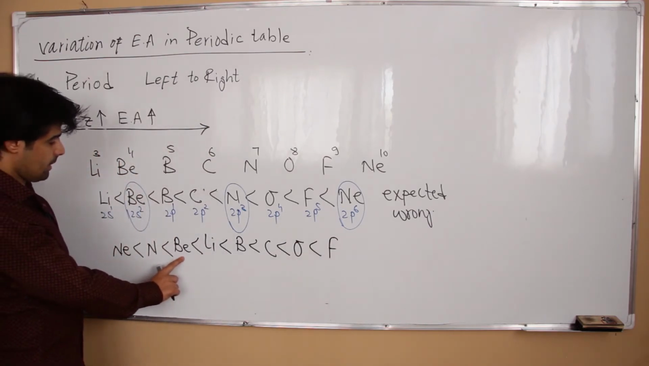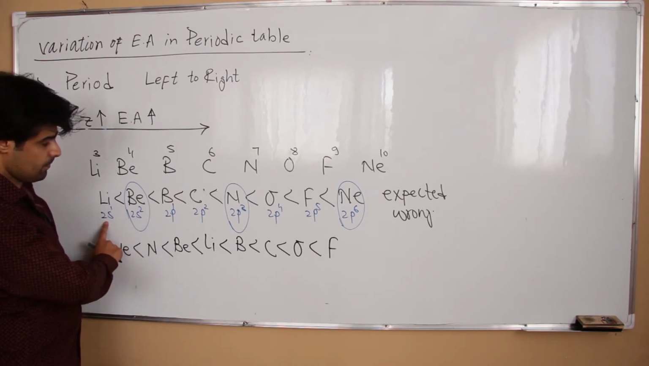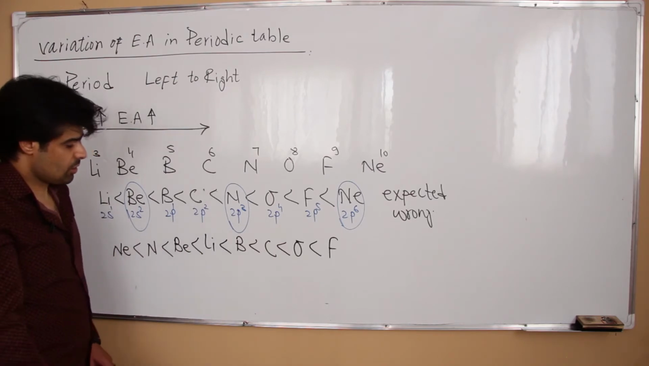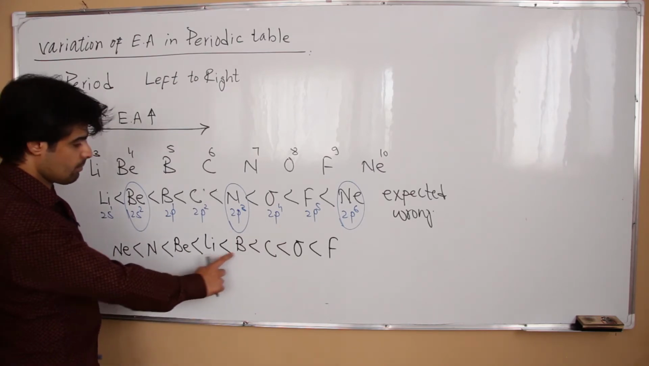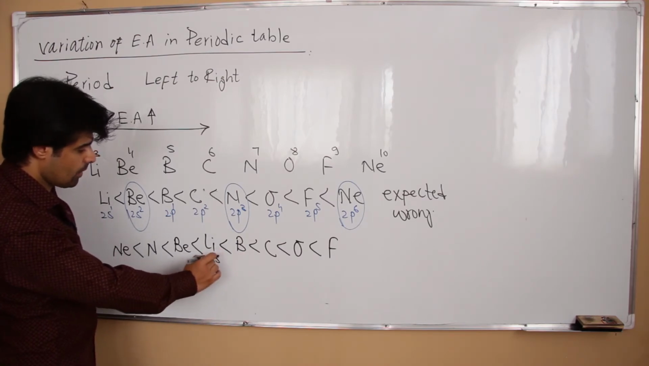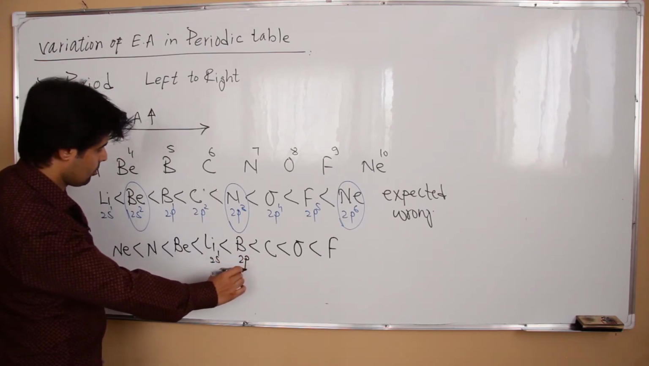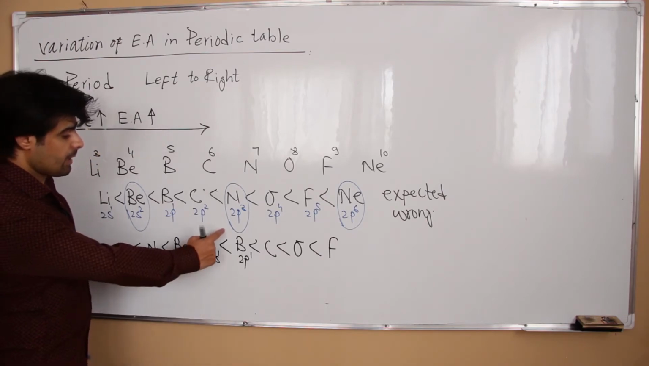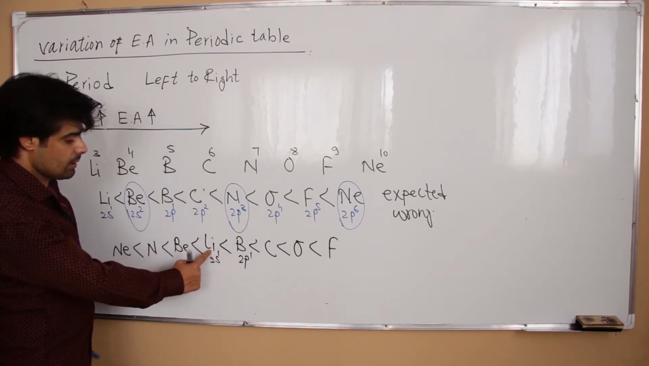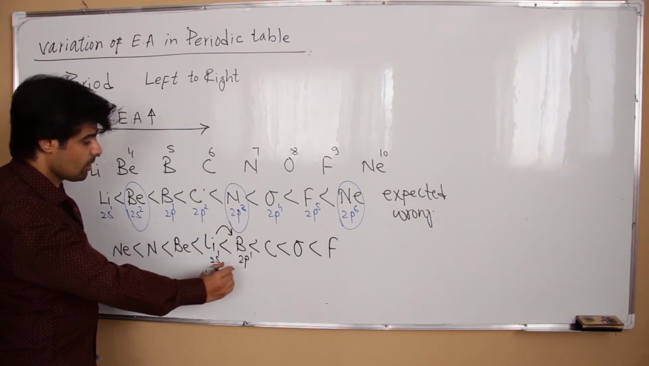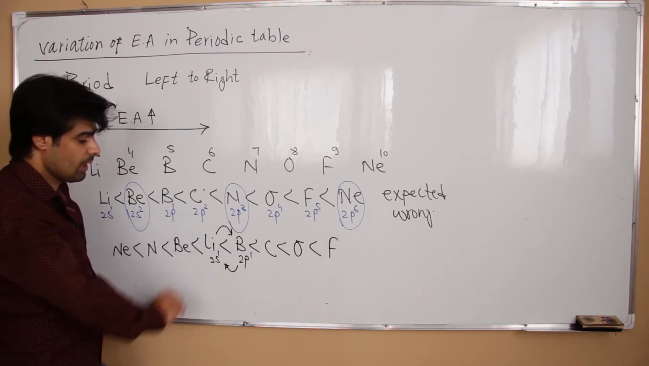Neon, nitrogen, beryllium, and then lithium, boron, carbon, oxygen, and fluorine. There is also another change here with lithium and boron. Why? Because lithium is 2s1, and boron is 2p1. Now, what do you think? If another electron is added to lithium, its orbital will get full, so it will be more happy. So we have a smaller change between lithium and boron.